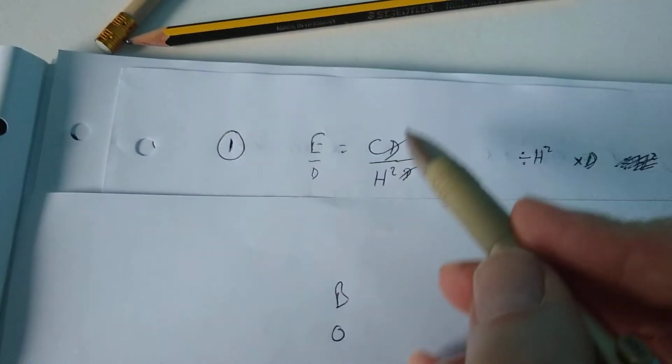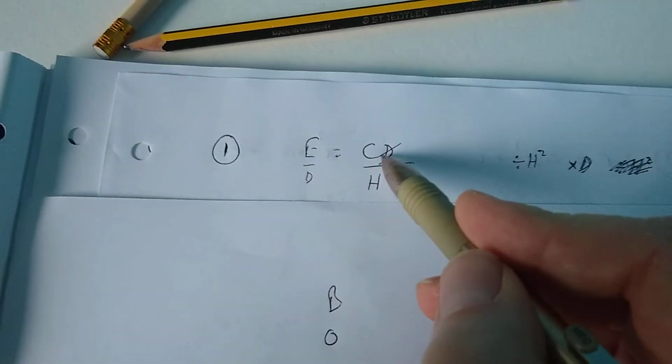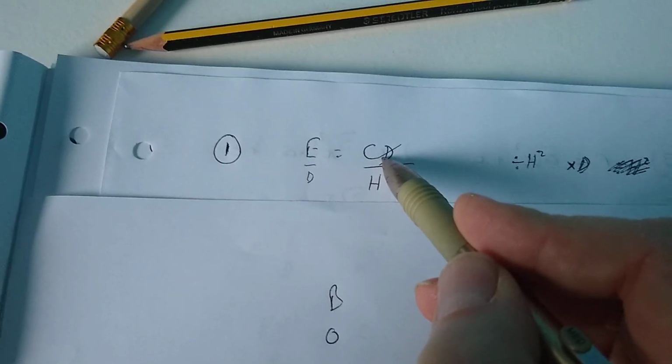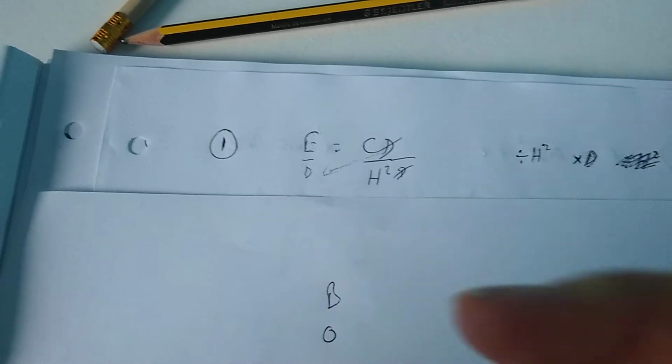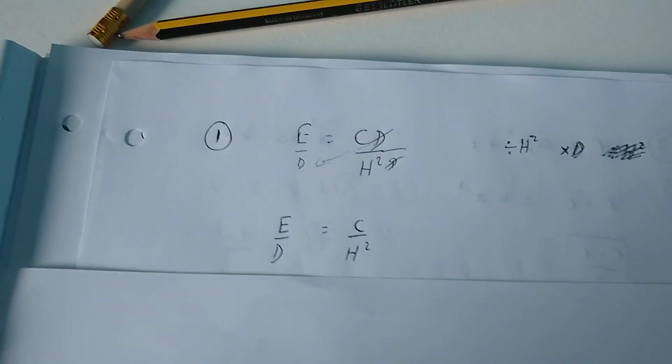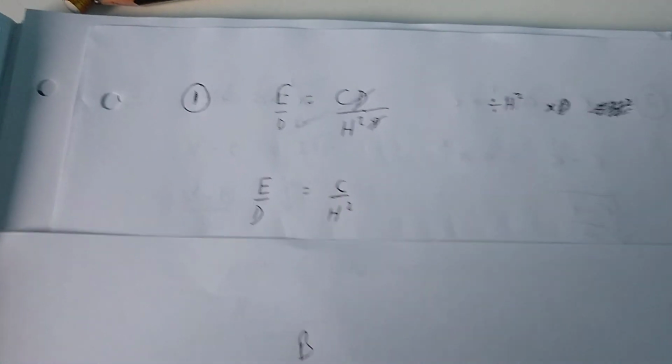Essentially what's happened is the d started off up here, and what we could do as a shortcut is just cross multiply it down to the bottom on the other side. So the next line would be e over d equals c over h squared.